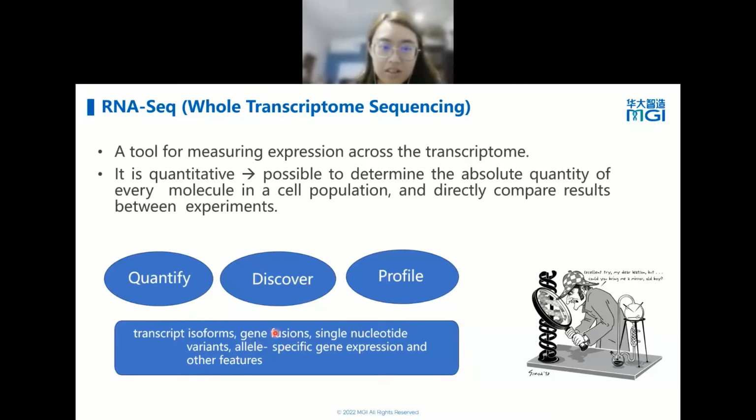All these keywords will include components like transcript isoforms, gene fusion, single nucleotide variants, allele-specific gene expression, and other features.